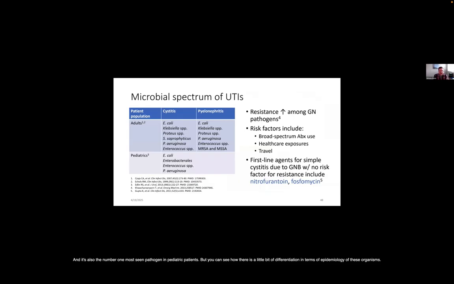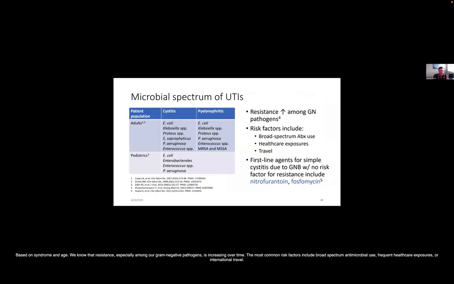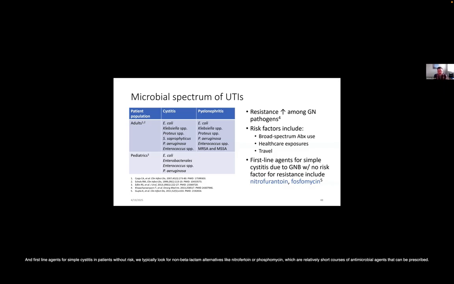But you can see how there is a little bit of differentiation in terms of epidemiology of these organisms based on syndrome and age. We know that resistance, especially among our gram-negative pathogens, is increasing over time. The most common risk factors include broad-spectrum antimicrobial use, frequent healthcare exposures, or international travel. And for first-line agents for simple cystitis in patients without risk, we typically look for non-beta-lactam alternatives like nitrofurantoin or fosfomycin, which are relatively short courses of antimicrobial agents that can be prescribed.